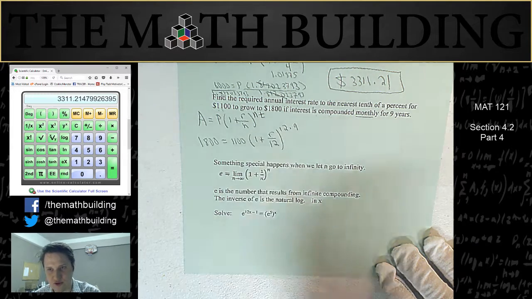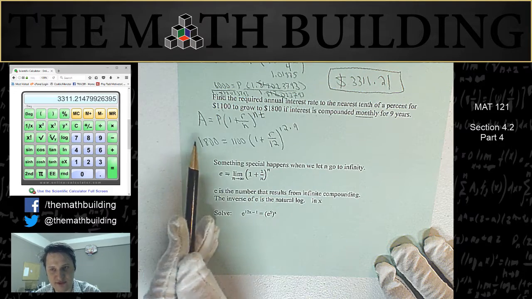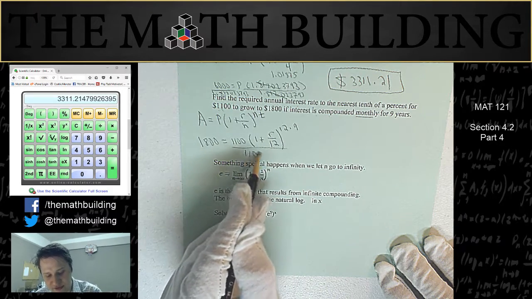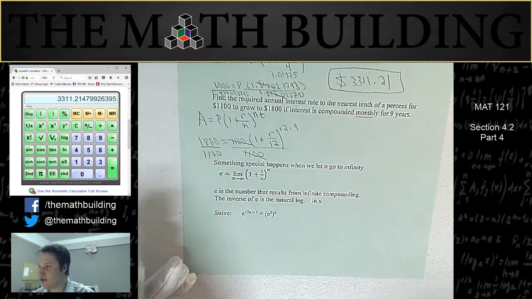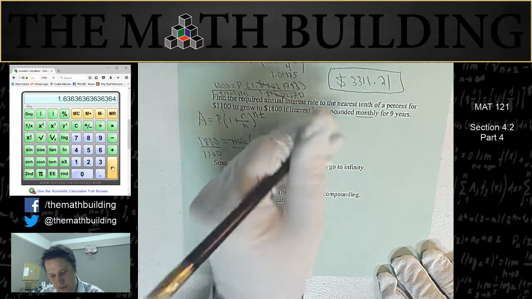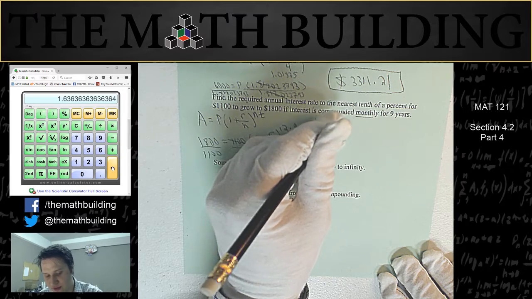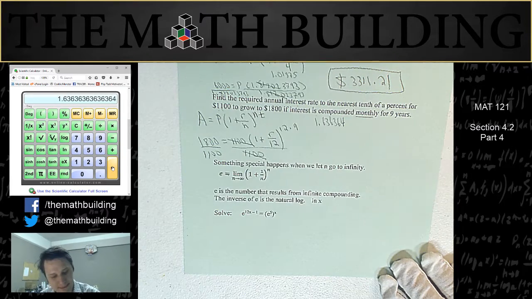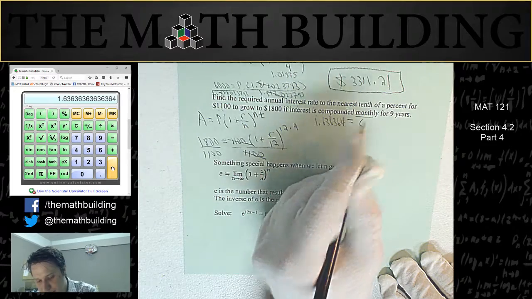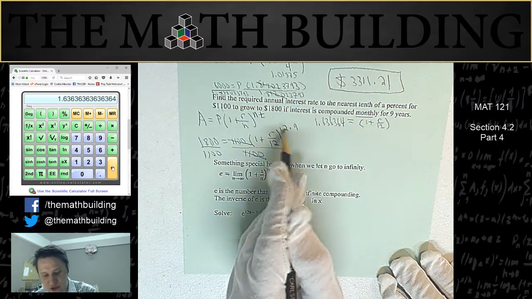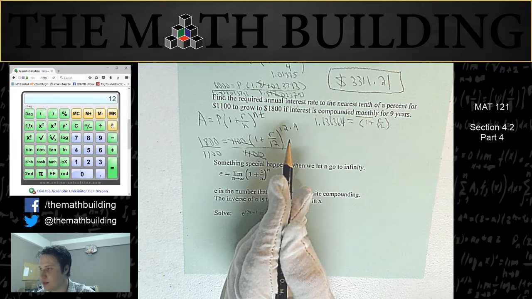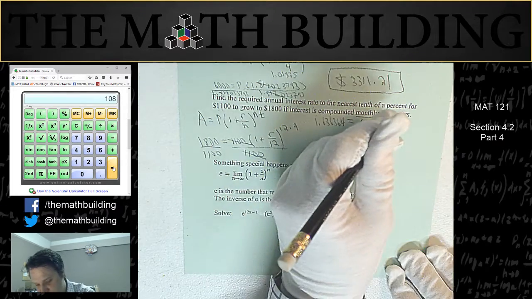So we need to solve this equation for R. The first thing we should do is make this 1,100 go over here. The 1,100 is multiplying, so we divide to cancel it. So let's do 1,800 divided by 1,100, which is, I'm going to write it over here, 1.63636, I'll round it to 4. And that's going to equal 1 plus R over 12 to the 12 times 9, I believe, is 108. And so that's to the 108th power.